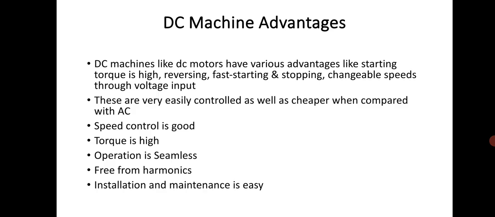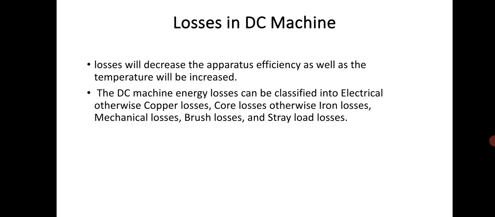Then mechanical loss is due to moving parts, related to friction loss or windage loss. Friction loss indicates bearings, brushes, etc. Windage loss means air resistance due to rotation. Due to losses, the efficiency will reduce. So here in the DC machine, the main point is that when losses occur, its efficiency will decrease.